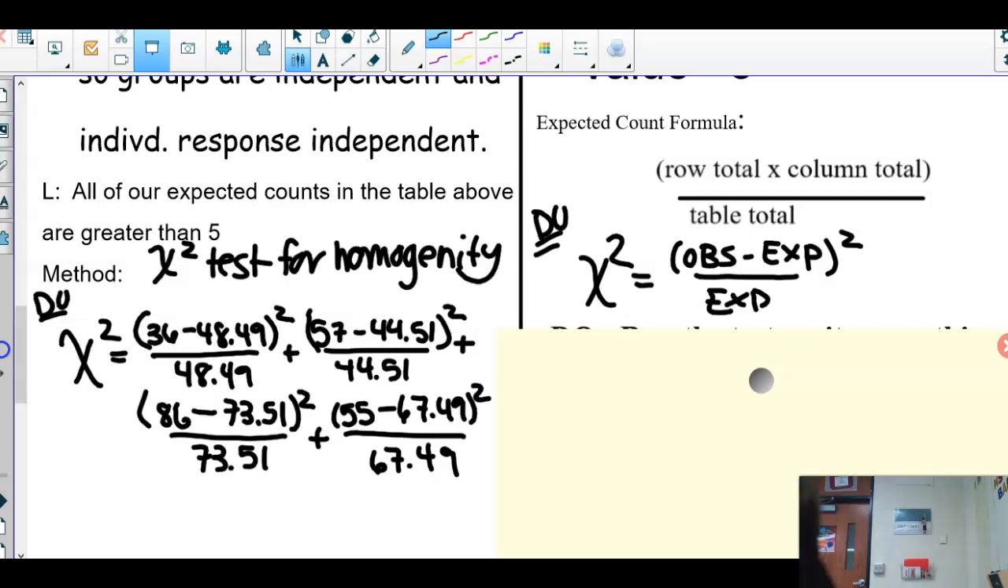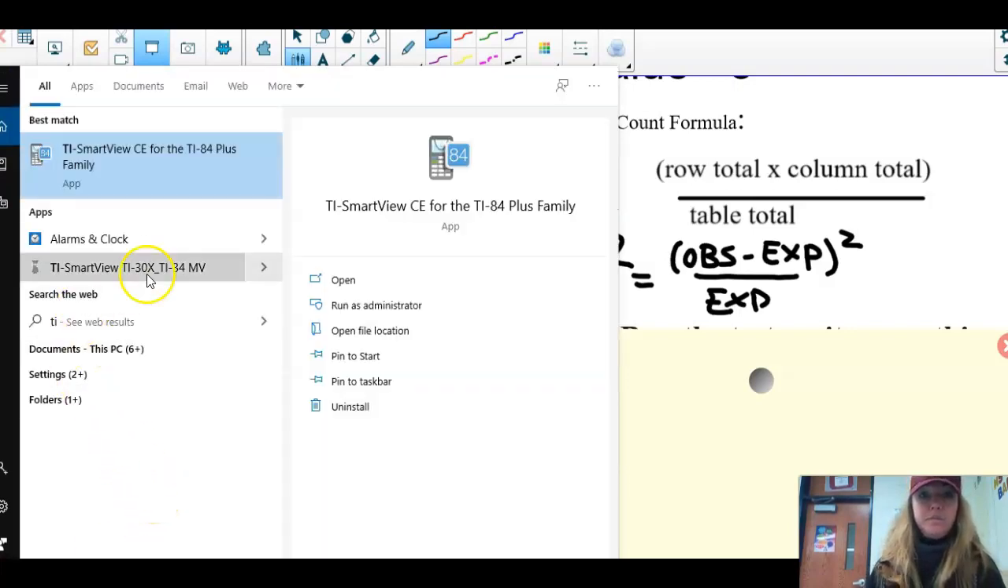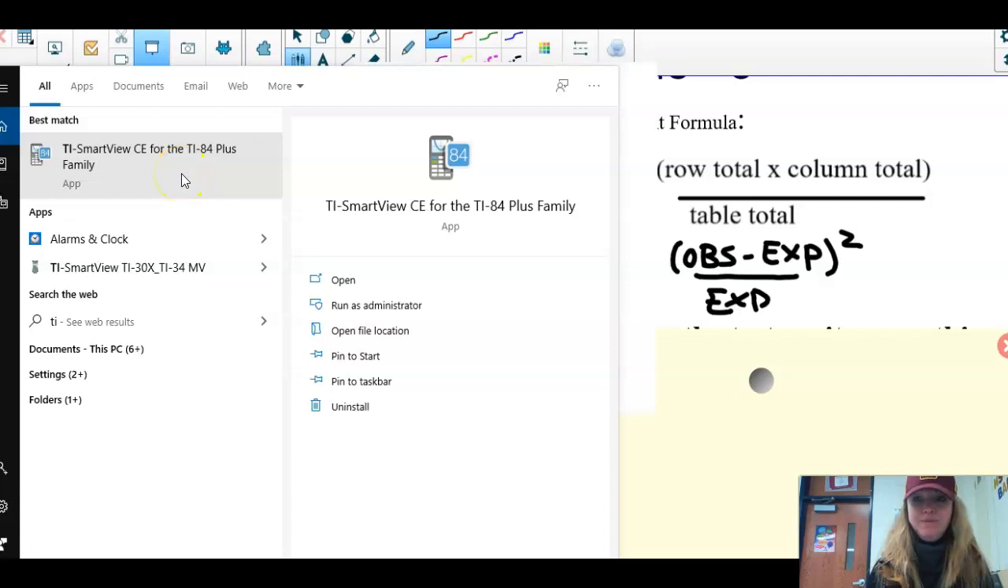use the graphing calculator with this. Okay, and everyone's technology can do this. You can calculate this by hand, and then you can use the table to estimate that p-value like I've shown you in class. But let me show you this calculator. So let me get my graphing calculator.